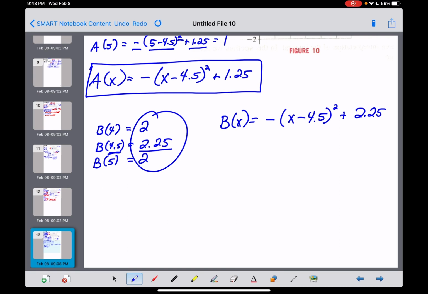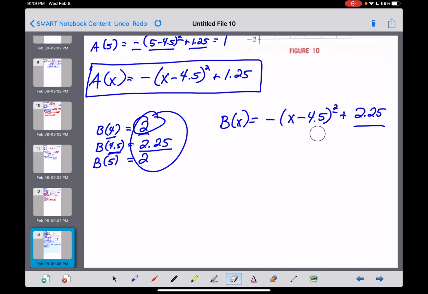Let's see if that works, everybody. When we put in a 4, do we get a 2? 4 minus 4.5 is negative 0.5. Negative 0.5 squared is positive 0.25, but that negative turns it to a negative 0.25 plus 2.25 is 2. That works. The other two are going to work out as well.